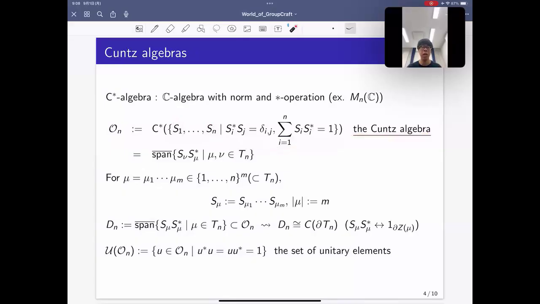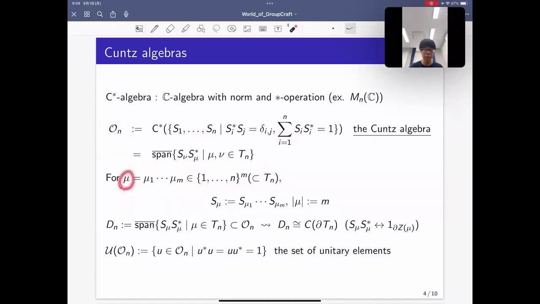So for those who are not familiar with operator algebra, one can think that a Cuntz algebra is just a star algebra generated by the S's with this relation. Today you don't have to consider norms. It is easy to see that this algebra is spanned by elements of this form. Here, for a finite word mu on n letters, this set is identified with a subset of the tree.